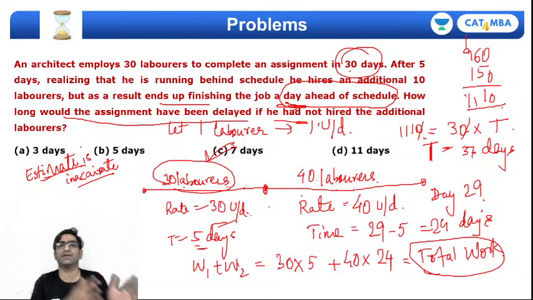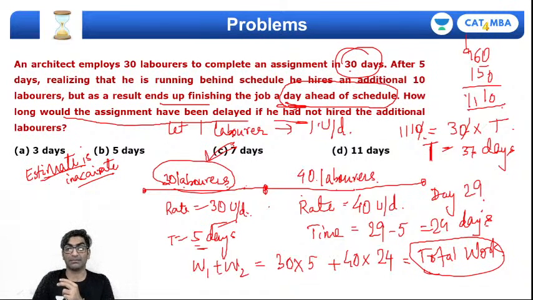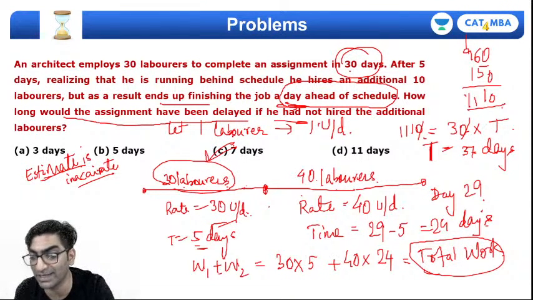पहले हमने इंडिविजुअली निकाल लिया. 30 लेबरर्स करेंगे 5 दिन का काम, 30 into 5 150. फिर 40 लेबरर्स करेंगे 24 दिन का काम, 24 into 40 960. इन दोनों को ऐड किया तो हमें लगा ओके, टोटल वर्क डन बाय देम इज 1110 यूनिट्स. अब इतना काम अगर 30 लेबरर्स ही करते तो उनका रेट होता 30, तो टाइम निकलता 1110 डिवाइडेड बाय 30, व्हिच कम्स आउट टू बी 37 डेज. So this tells me that if without hiring the laborers, if we had done the work, it would have taken them 37 days. So work would have been delayed by 7 days.